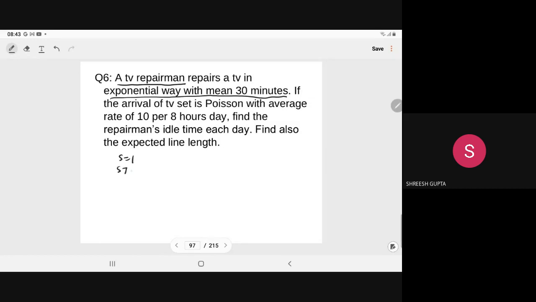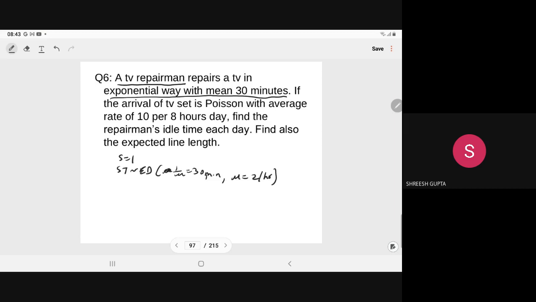It means that the service time follows the exponential distribution with parameter mu. And what is the value of mu? Mu is the service rate. And 30 minutes is given to you as a mean service time. So from the given information, 1 upon mu is 30 minutes. So mu will become 2 per hour.